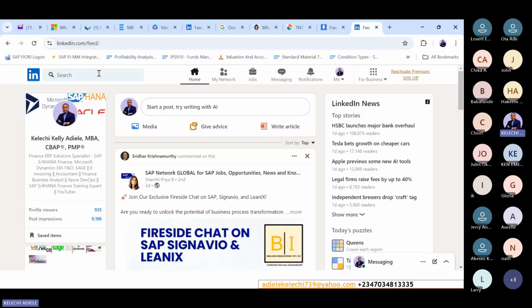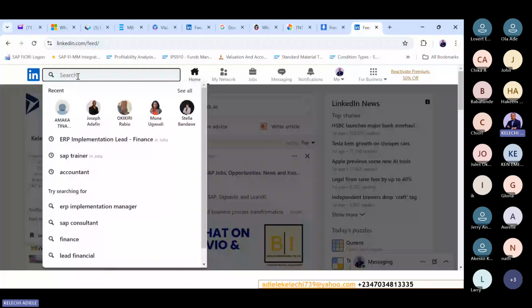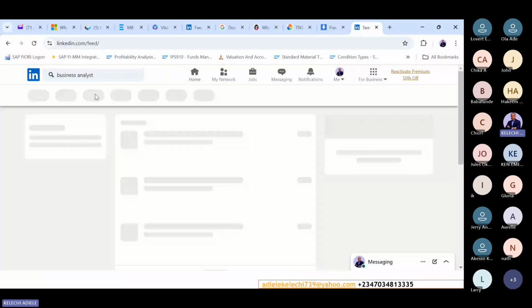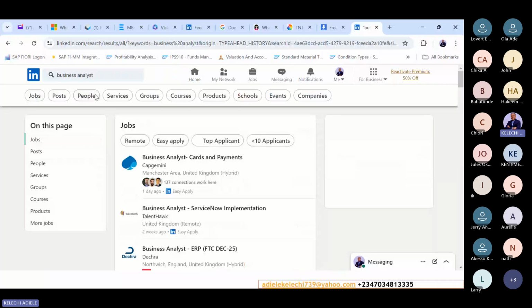For example, I'm going to teach you how to find a job here. So in LinkedIn, there's a search button just at the top. If I click this search, I can just say business analyst. So I put business analyst. It will ask me, what are you looking for? Are you looking for jobs, posts, people, services, groups, courses, products, schools, events, or companies? I'm looking for jobs. So I go to jobs.